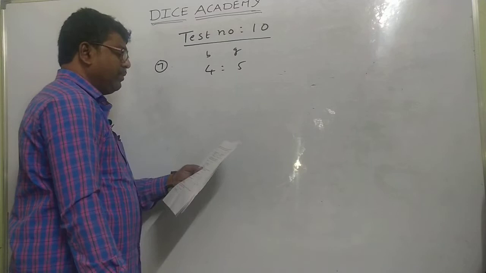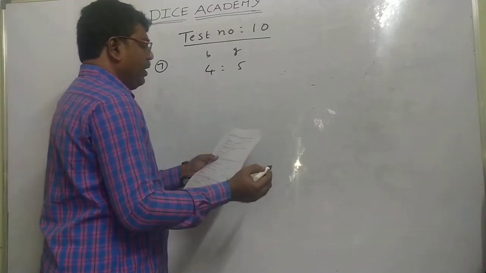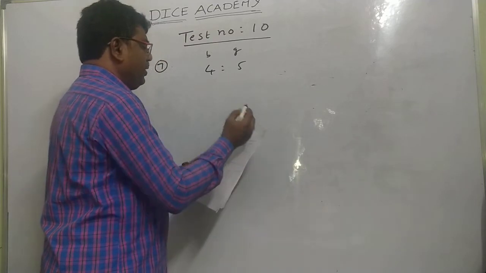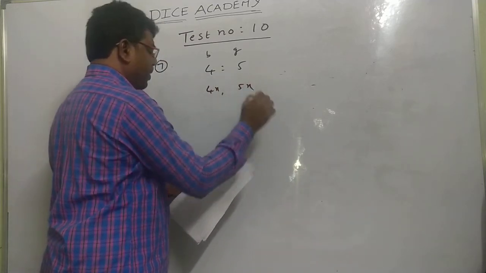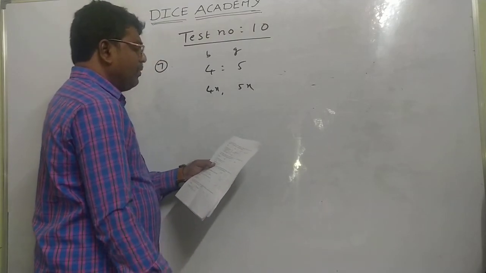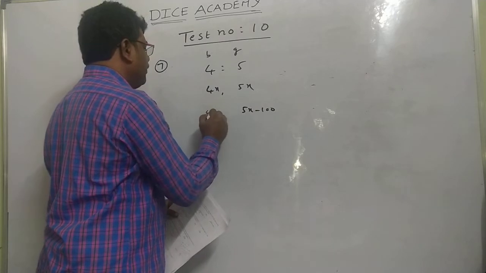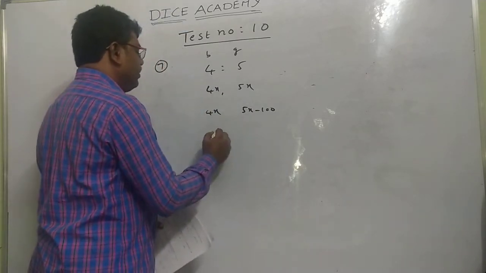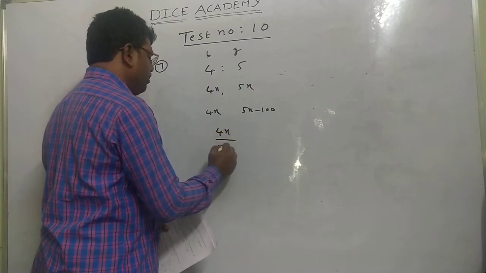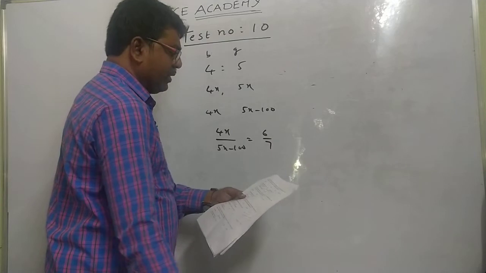So he was given that 100 girls leave. Let us assume boys is 4x, girls is 5x. When 100 girls leave the school, it becomes 5x minus 100, boys has 4x. Now the ratio becomes 6:7. So 4x by 5x minus 100 is equal to 6/7. That is the ratio 6:7.